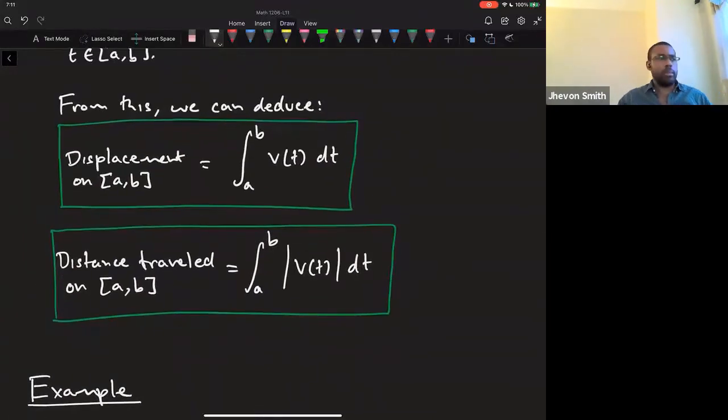So those are just some examples. I just wanted to show you the difference between distance traveled and displacement. It's just a matter of, do you want to cancel out the negative direction versus the positive direction or not? So yeah, that's it. Now, I guess another application.